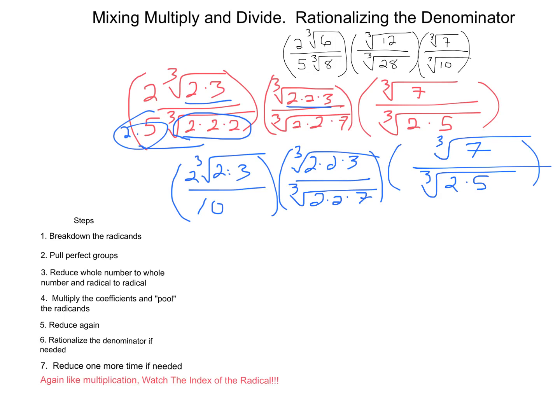Okay, now, so we pulled our perfect groups. Now let's try to reduce. Now remember, we can reduce up and down and diagonal. And diagonal does not mean right next to each other. They can be one piece over. So for instance, like this 2 and this 2 are technically diagonal, so I can cancel them.